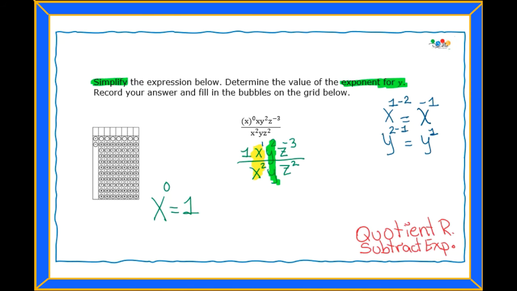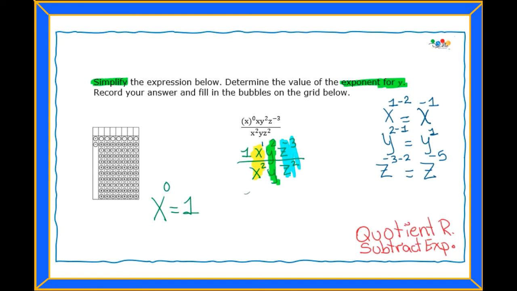And the last one, it will be my z's, right? Very good. So on my z, it's going to be z to the negative third power minus 2. And I will get z to the negative 5. Any questions so far? No? Okay, so let's write down how my problem would look like.